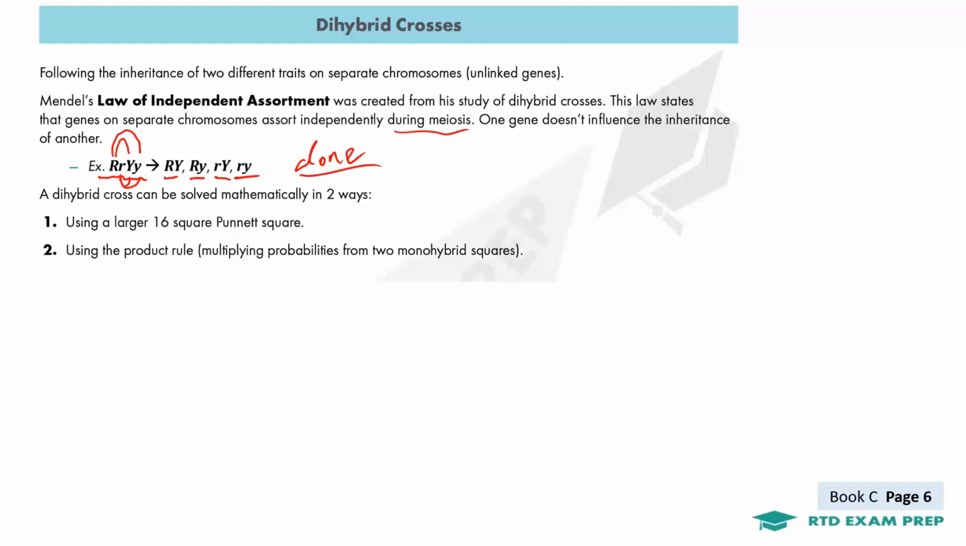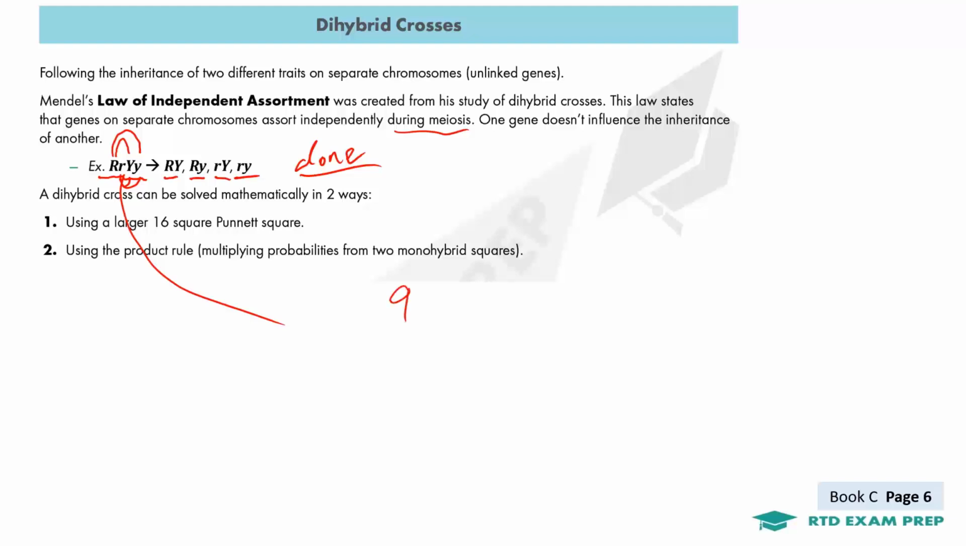Now, there's 2 ways you can solve it, and you've got nothing but time on this diploma. The 16 squares is a great way to go after it. Also, the product rule, multiplying probabilities from 2 monohybrid squares, and I'll explain that on the next slide. I want you to remember this trick too, if it's a true dihybrid.